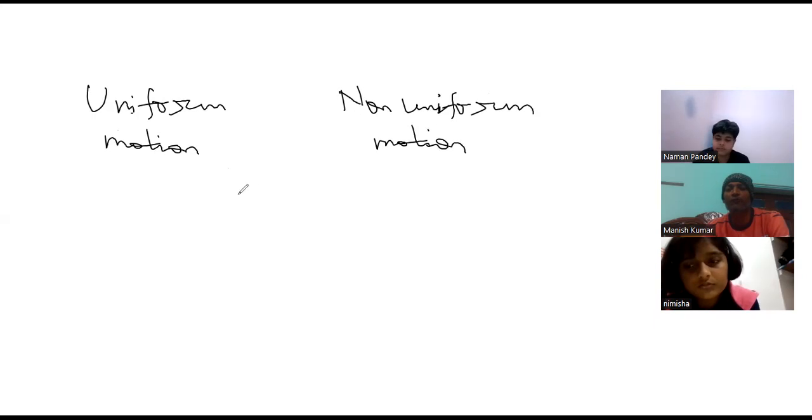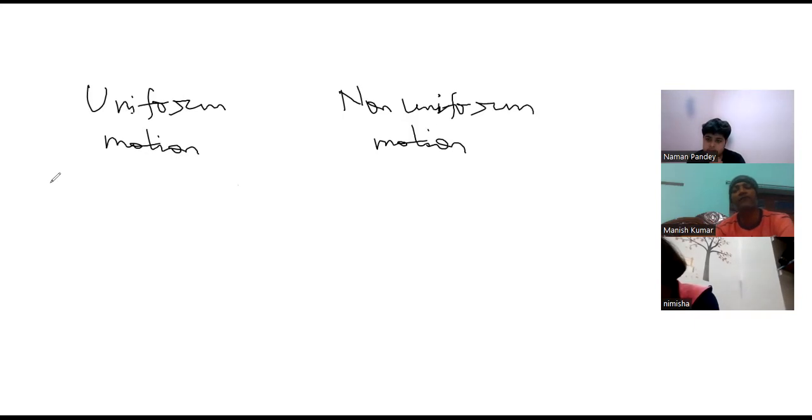Uniform motion and non-uniform. Then define. What is uniform motion? A body moving in a straight line path covers equal distance in equal intervals of time.